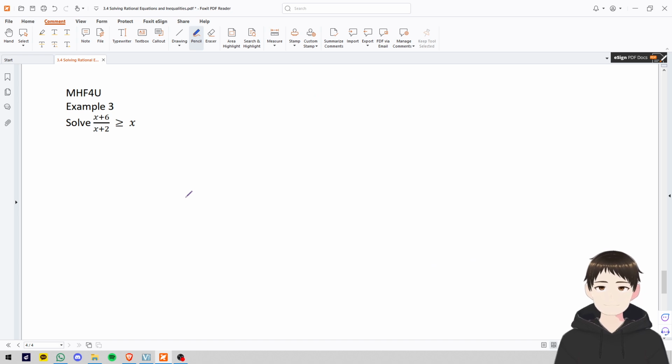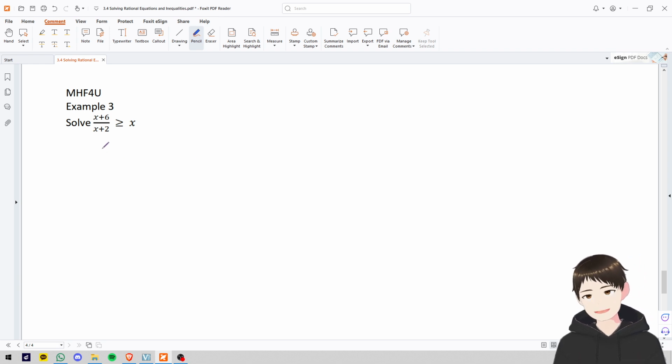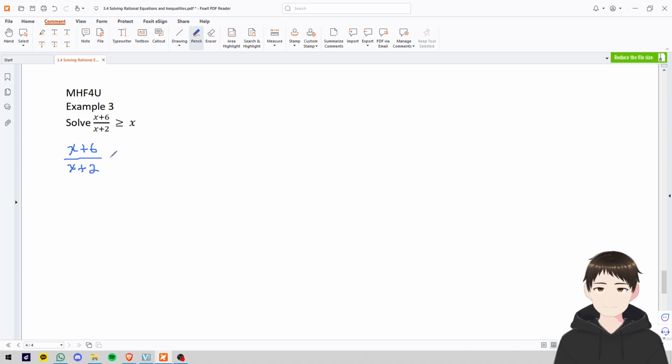Same thing. Do not multiply the denominator. Instead, I need you to make one side equal to 0 and solve. When you do so, you'll realize, oh, I have a rational expression that's going to be greater than or equal to 0, and all you need is the interval part of the sum. x plus 6 over x plus 2 minus x is greater than or equal to 0.